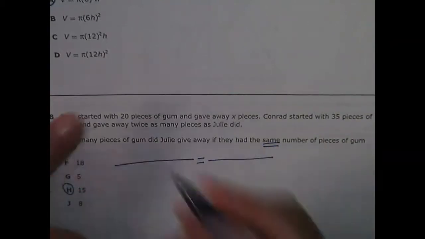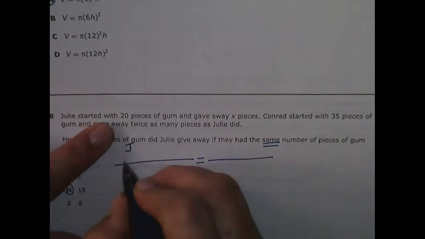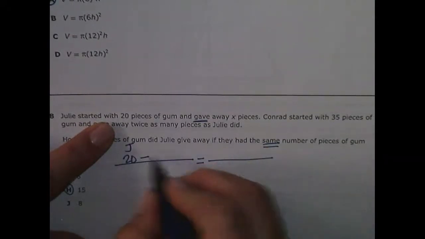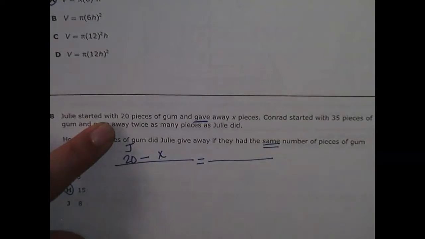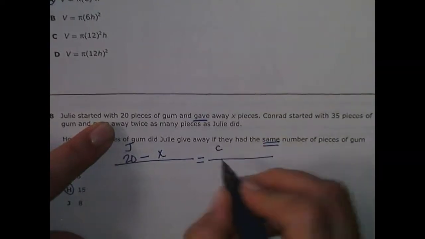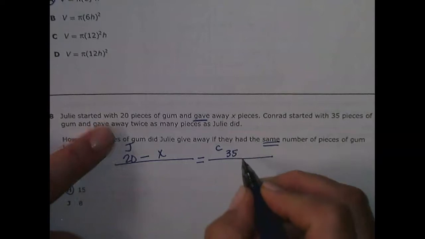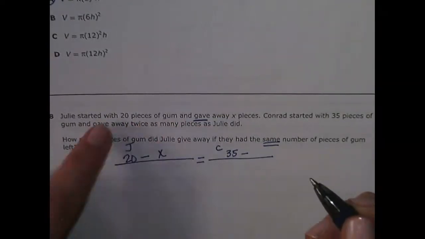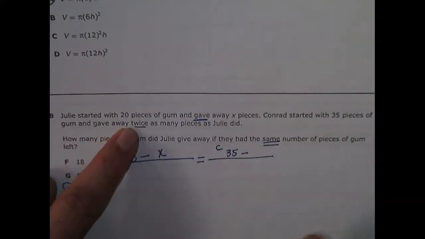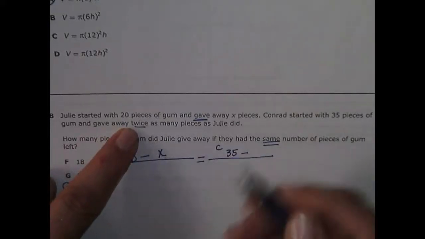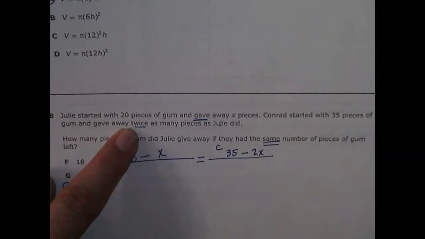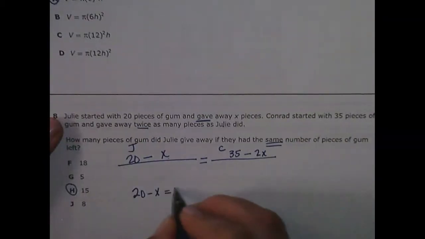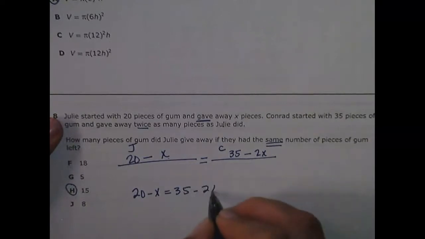So here we go. So this is Julie. I'll put J. She has 20 pieces of gum. What happens when you give stuff away? Minus x. Pretty simple. What about the other kid? C. He has 35 pieces of gum, gave away twice as many as Julie. What does twice mean? Times 2. What did Julie do? She did x. So that's 2x. So you're going to get 20 minus x equals 35 minus 2x.